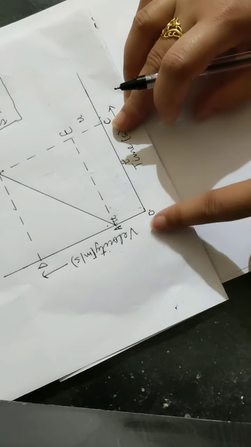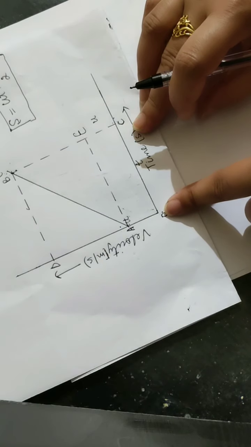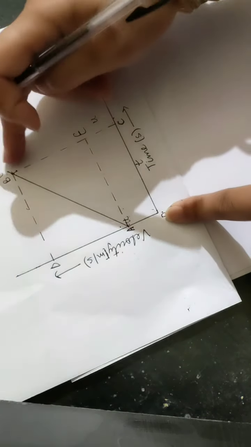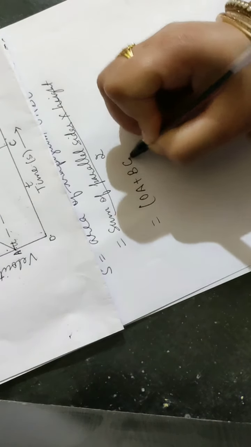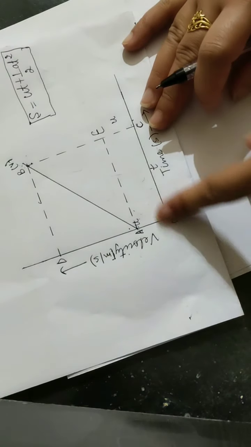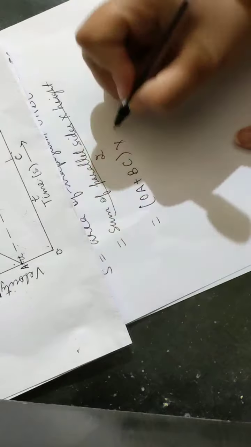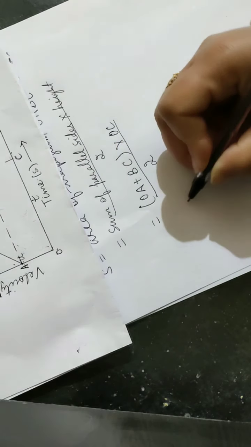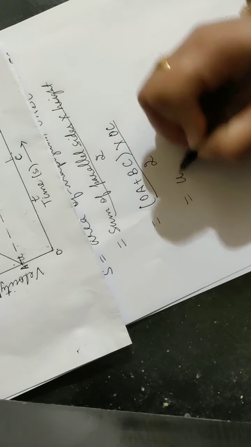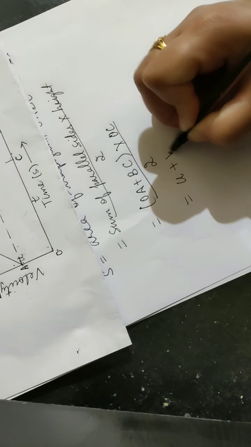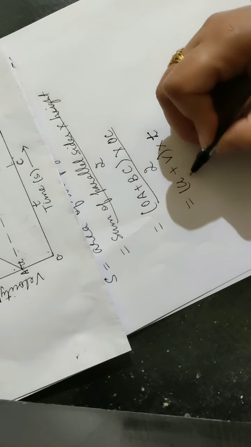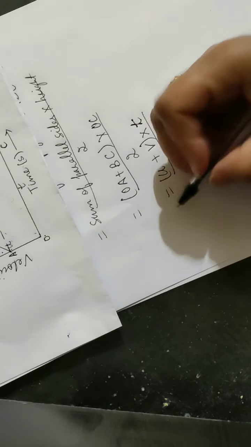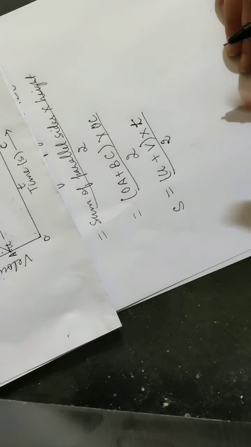Now, look at this graph. Which two parallel sides do we have to take? Yes, OA and BC. Sum of parallel sides is OA plus BC, into height. What about height? This OC would be considered as height, divided by 2. What is OA? We know that OA is equal to U, BC is equal to V, multiplied by OC, which is equal to T upon 2. S is equal to U plus V into T upon 2.